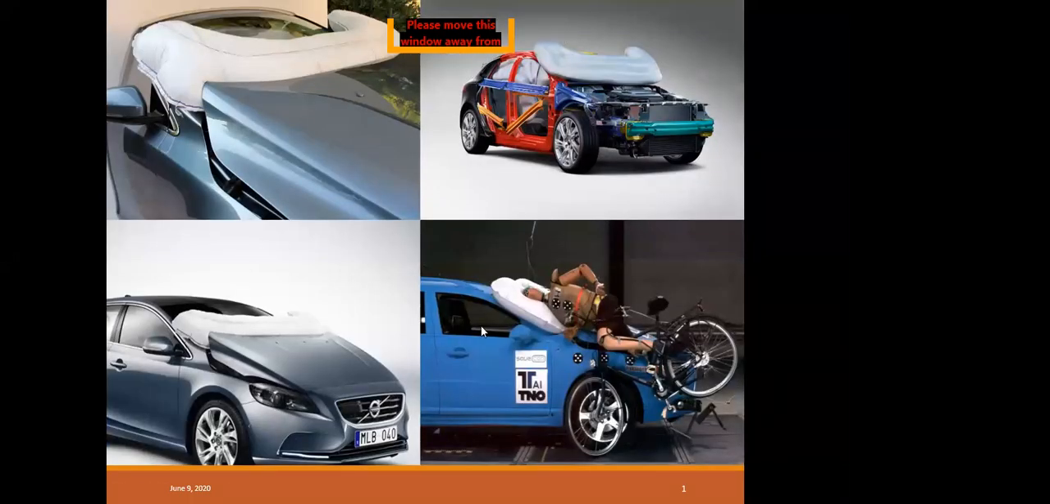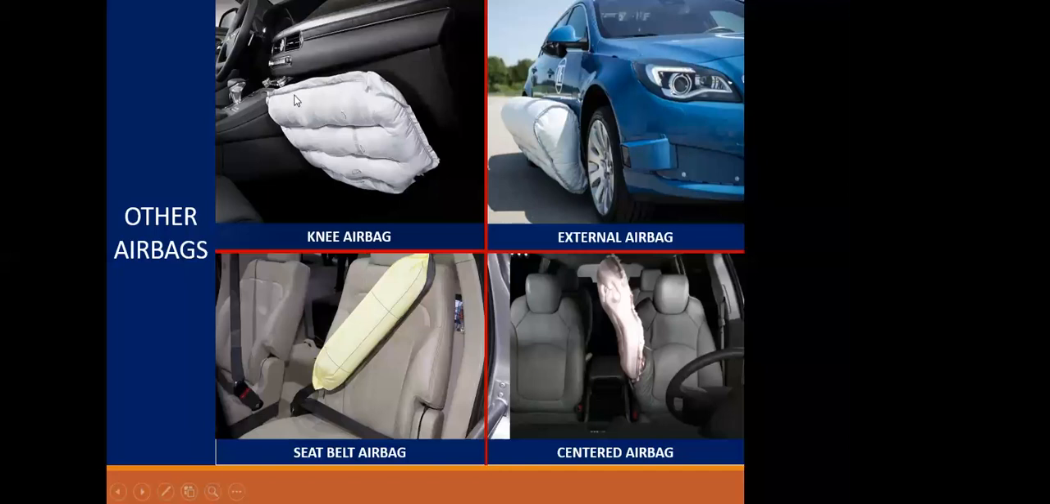So you can see various types here in the picture, it will be very clear. And what are all the other bags introduced? They introduce knee airbags now because the driver airbag will give the entire impact to your body only. It will not save your legs. So your legs may hit some hard substance. So what they provide nowadays is knee airbags, which are used exclusively to protect your knees and legs during a collision. And there are external airbags used nowadays.